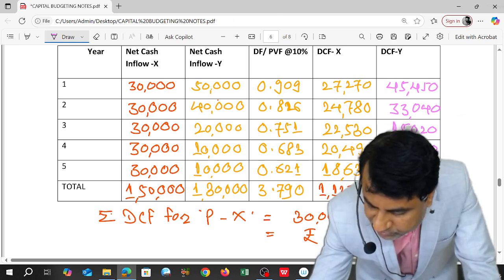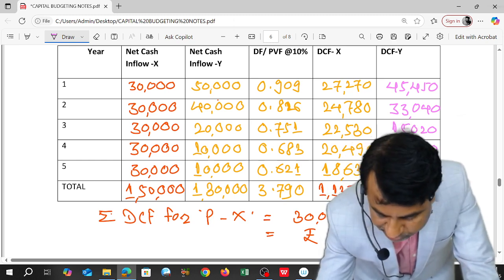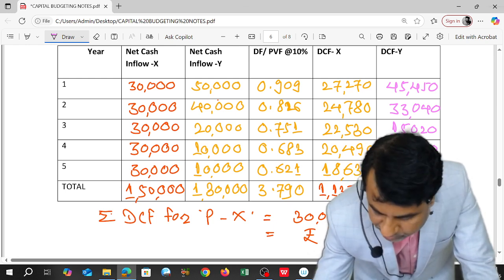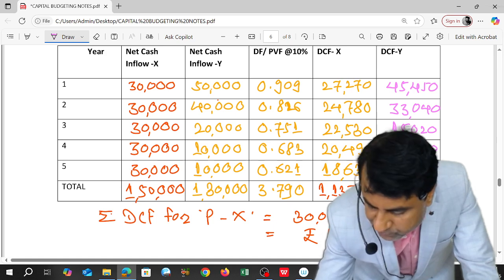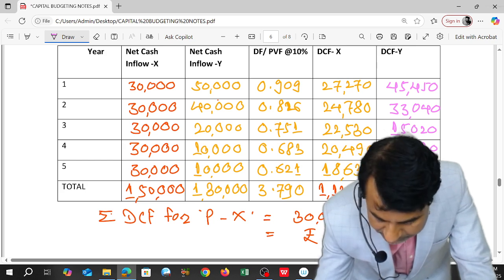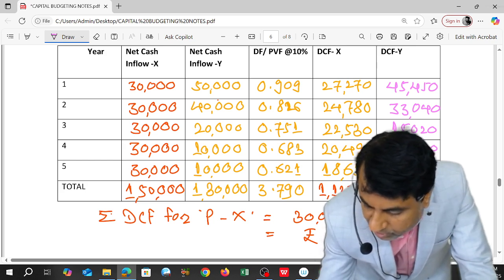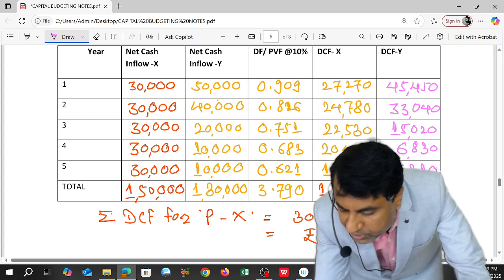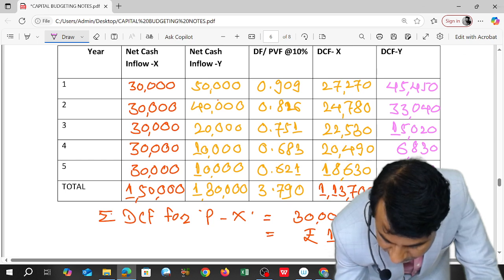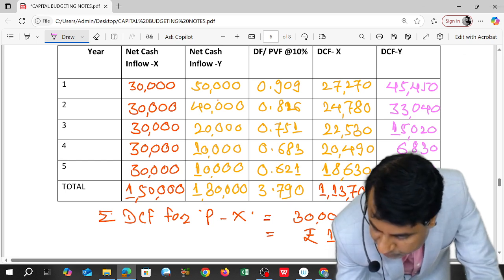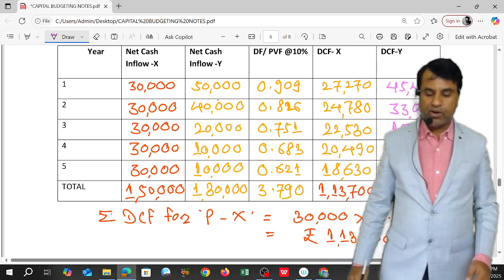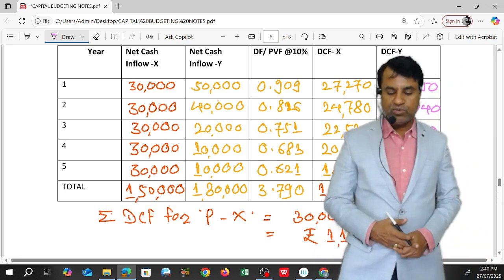Let me do the total for all of them. So first is 45,450 plus second is 33,040 plus 15,020 plus 6830 and last 6210. So these are all your discounted cash flows, which total 1,06,550. So this is the present value, my dear, for project Y. This is what the PV factor we have done, and we have done all the calculations here, which you can see on the screen.